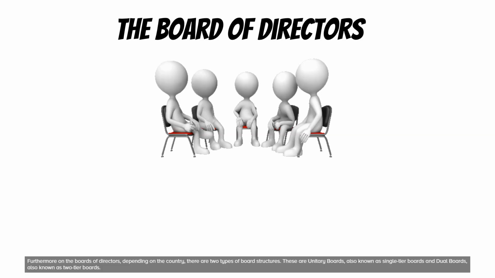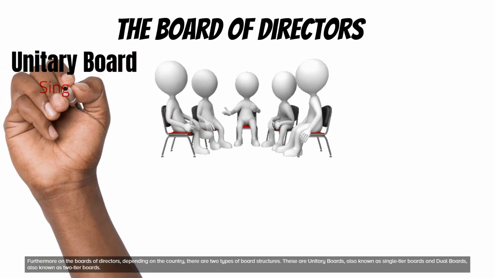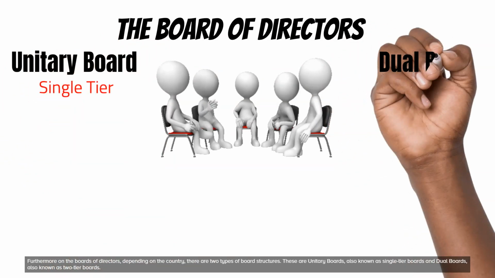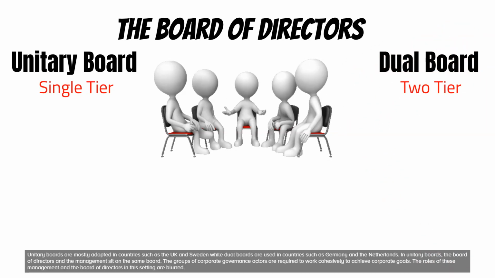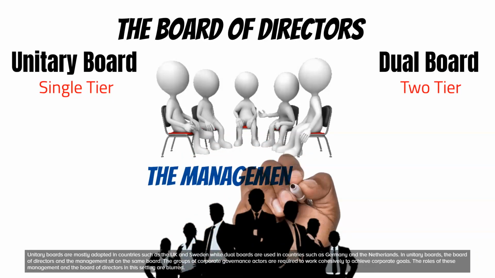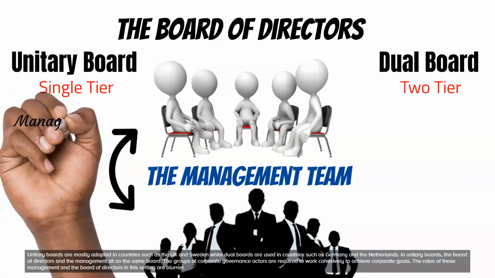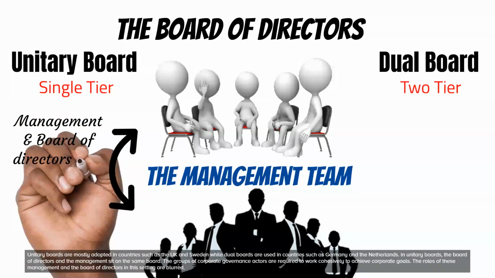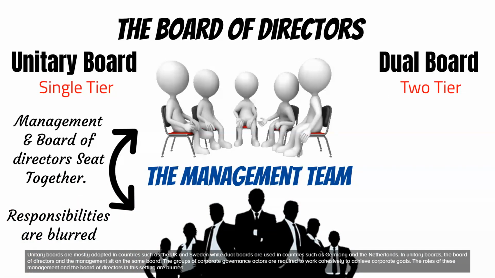Furthermore, on the boards of directors, depending on the country, there are two types of board structures. These are unitary boards, also known as single-tier boards, and dual boards, also known as two-tier boards. Unitary boards are mostly adopted in countries such as the UK and Sweden, while dual boards are used in countries such as Germany and the Netherlands. In unitary boards, the board of directors and the management sit on the same board. The groups of corporate governance actors are required to work cohesively to achieve corporate goals. The roles of the management and the board of directors in this setting are blurred.